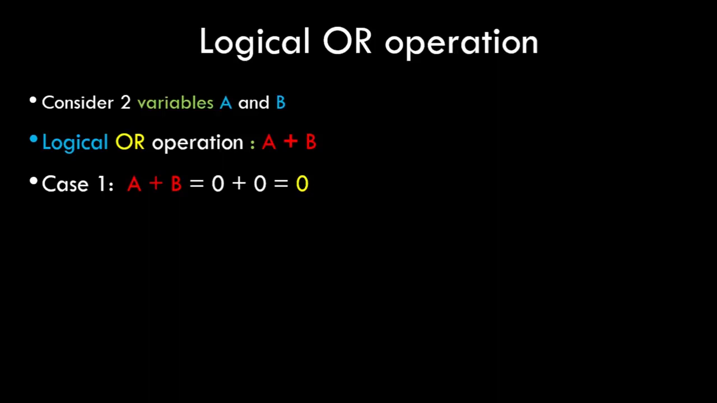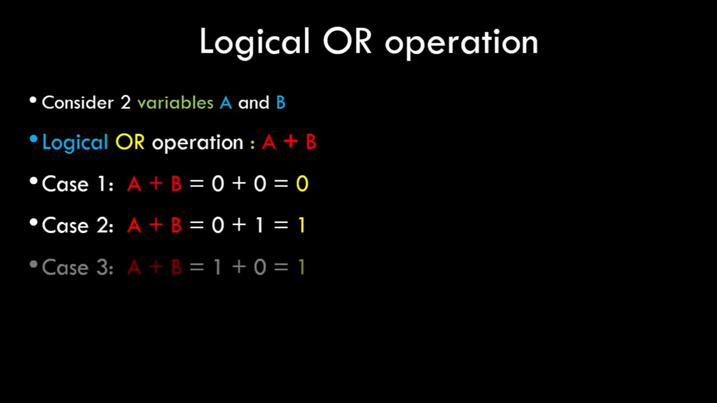So consider case 1. We take the values of A and B as 0 and 0. Now the OR operation between 0 or 0 is equal to 0. Consider case 2. Here we consider B's value as 1. Now the logical OR operation works similar to the addition operation. So 0 or 1 is equal to 1. Now let's see case 3, where we consider A's value to be 1 and B's value to be 0. Again 1 or 0 is equal to 1.